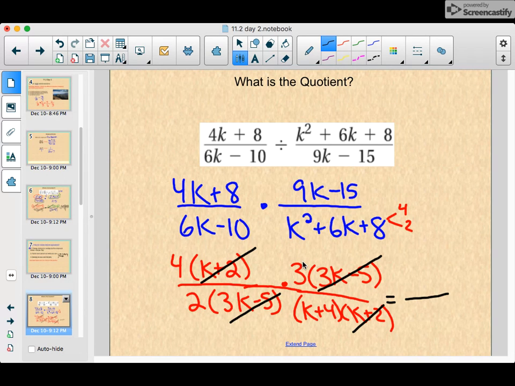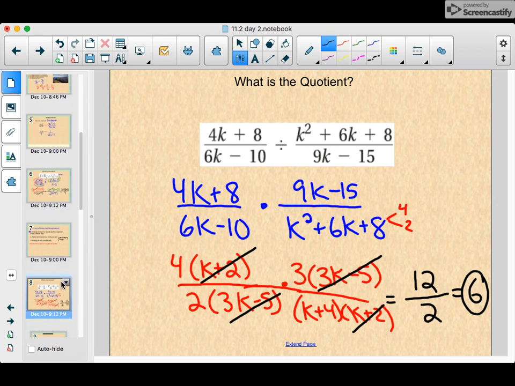I have 4 and I have 3, so I get 12. And then I have 2 on the bottom. 12 over 2 gives you 6. So that whole giant problem really just comes out to be 6.